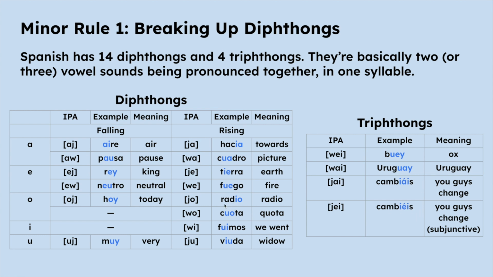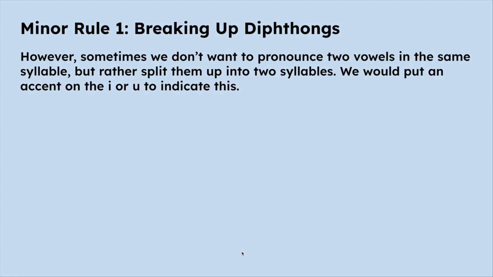So for example, let's take the word radio. It only has two syllables: ra, and then dio. The dio is all one syllable. Same thing for viuda: viu is one syllable, da is another syllable, so the word only has two syllables. But sometimes we don't want to pronounce two vowels in the same syllable; we want to split them up into two syllables. So we'll put the accent on the I or U to indicate this.